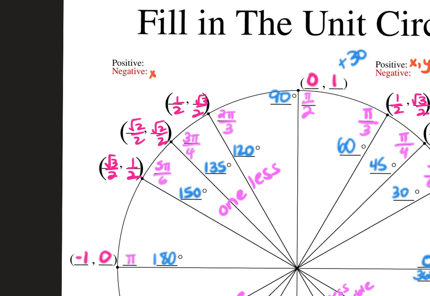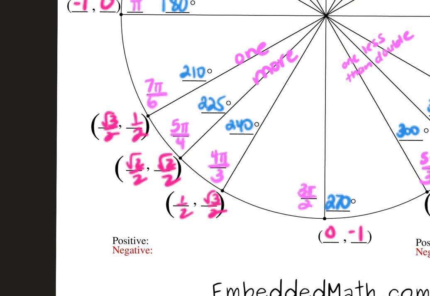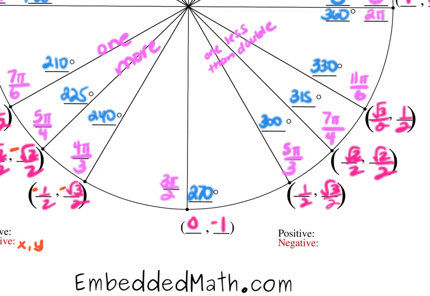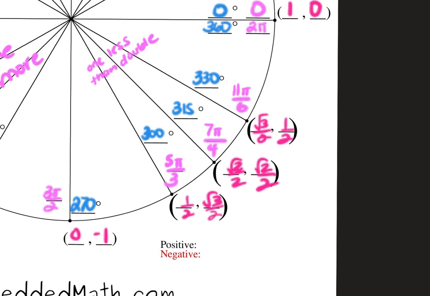X is negative and y is positive. So all these x's get a negative. In the third quadrant, what's true? They're both negative. So I get a negative and a negative for each of them. And in the fourth quadrant, what's true? Good. Y is negative, x is positive. So the x stays positive and the y's become negative.